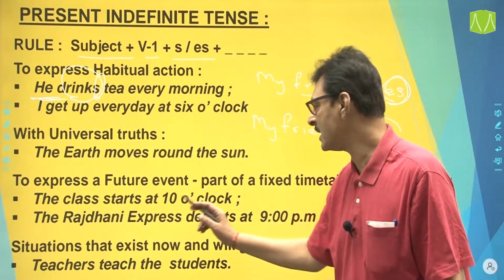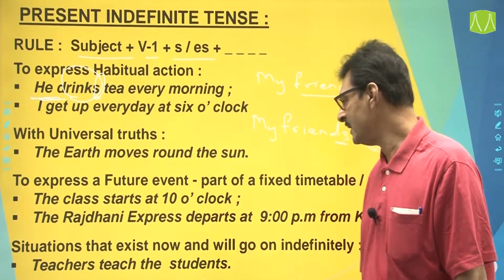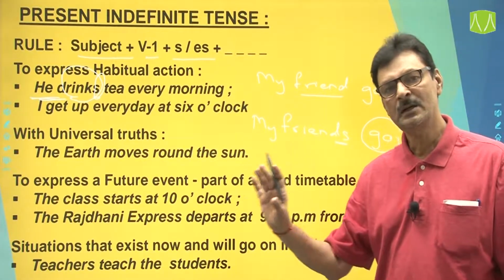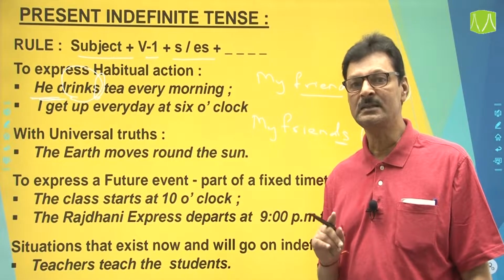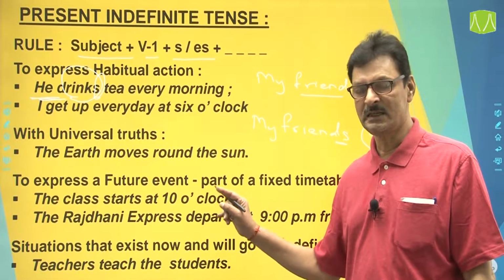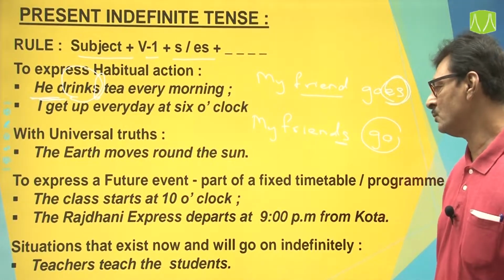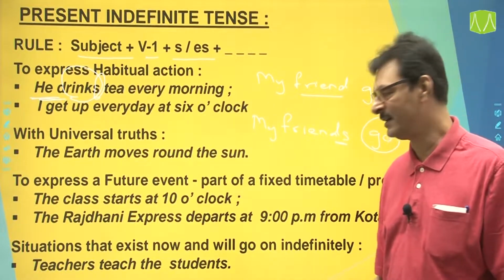The class starts at 10 o'clock. The schedule of the train, the Rajdhani Express departs at 9 p.m. from Kota. It departs every day. So, we can use present indefinite or present simple tense to show the action which will be taking place in the future. And this tense is also used to show the situations that exist now and will go on indefinitely.